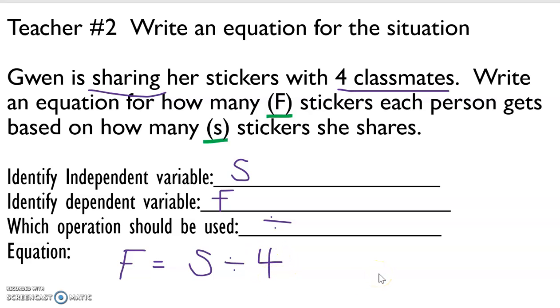When you write your equation, you should have both your independent and dependent variables, but they're not both together. They should be on opposite sides of the equation.